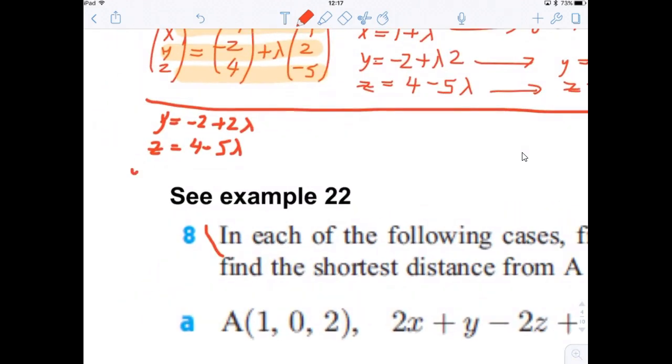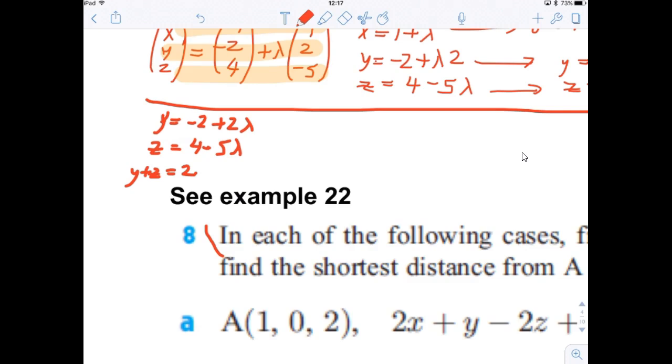to see if we can figure out what lambda should be. I think we can, because we have three equations here and three unknowns, y, z, and lambda, so we should be able to figure it out, right?